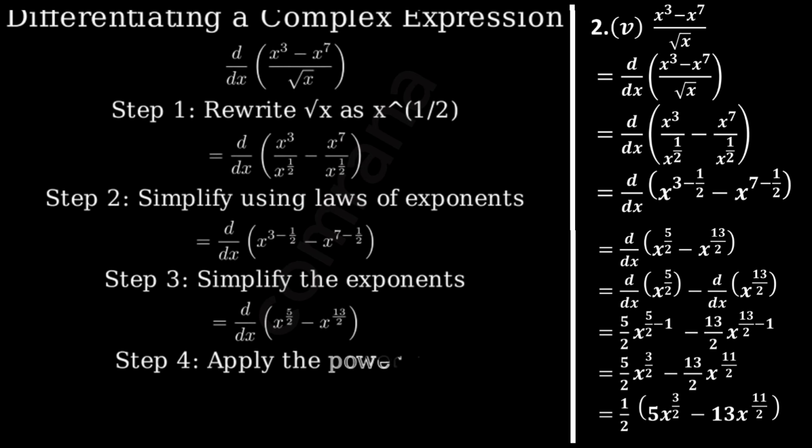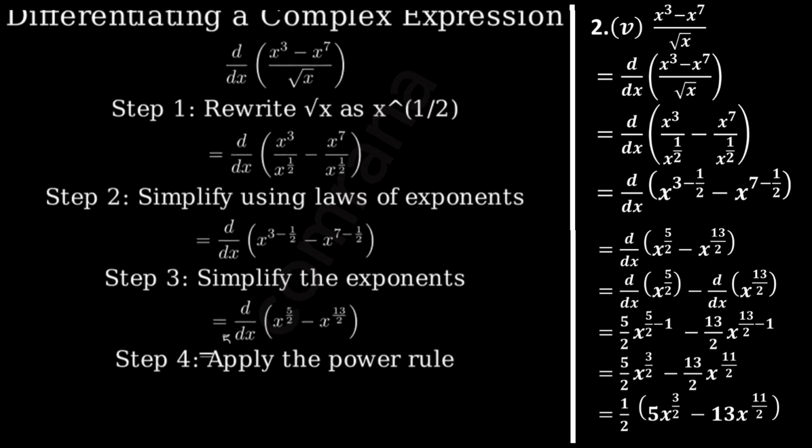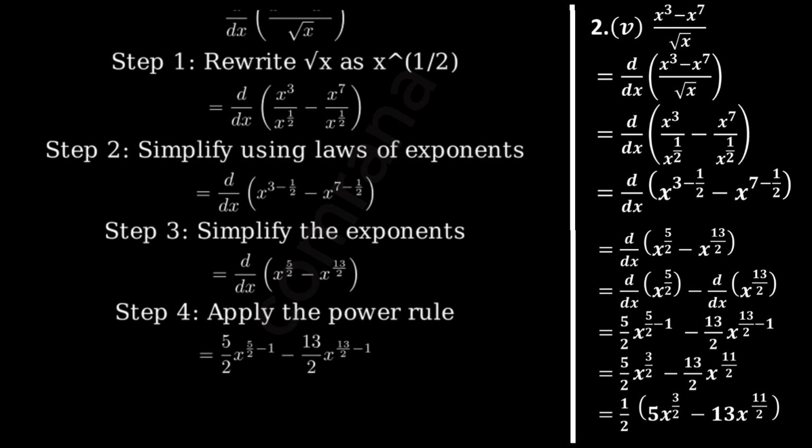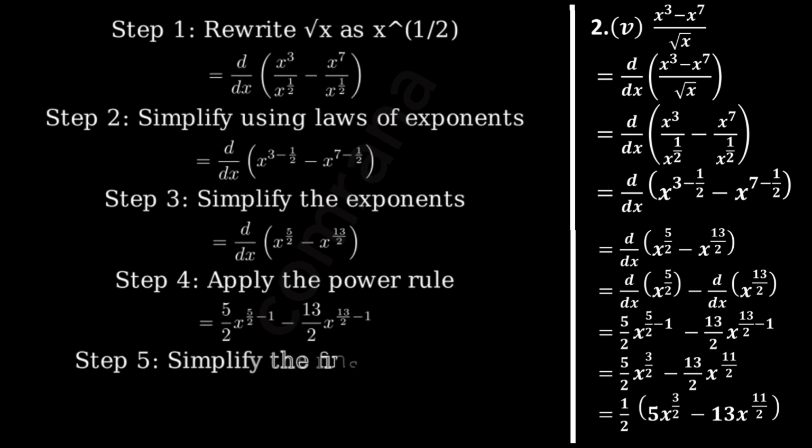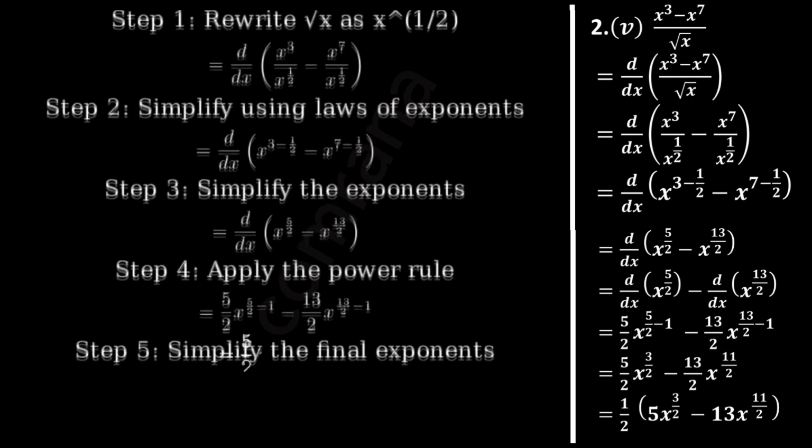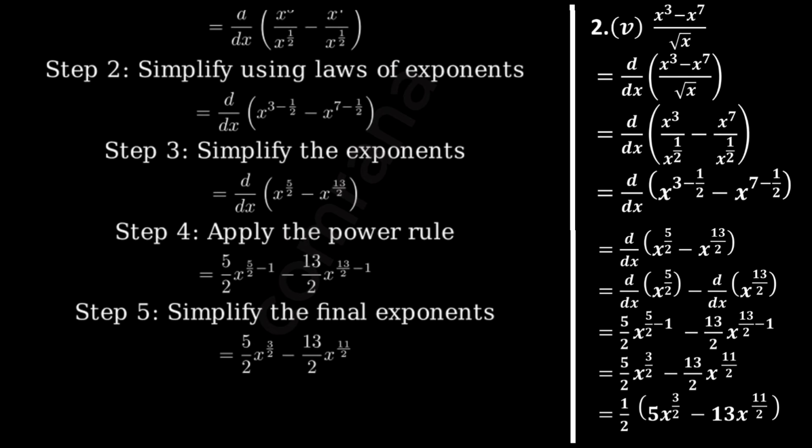Now we can use the power rule to differentiate each term. Remember, when differentiating x to the n power, we multiply by n and reduce the exponent by 1. For the first term, we multiply by 5/2 and subtract 1 from the exponent. For the second term, we multiply by 13/2 and subtract 1 from the exponent. Let's simplify these exponents. 5/2 minus 1 equals 3/2, and 13/2 minus 1 equals 11/2. This gives us 5/2 x to the 3/2 minus 13/2 x to the 11/2.